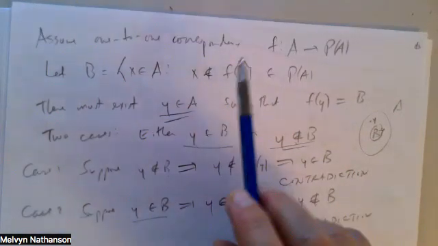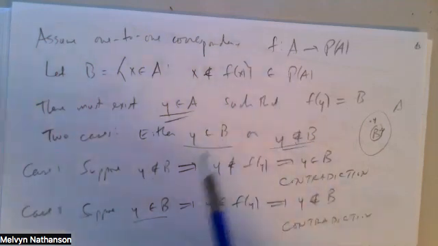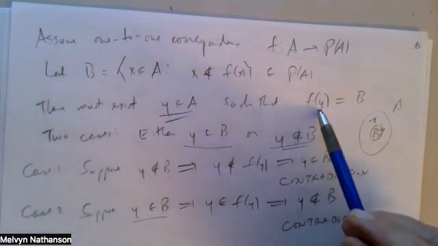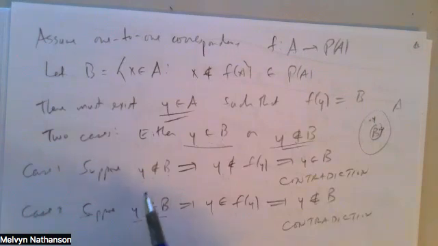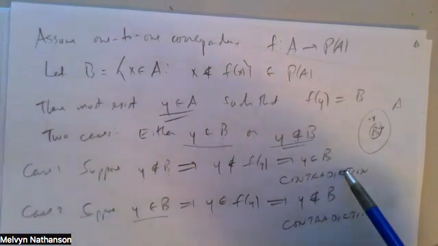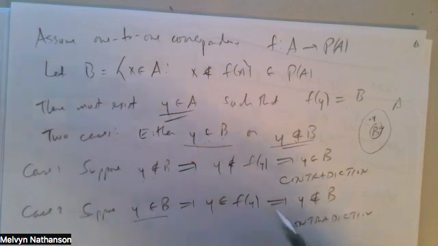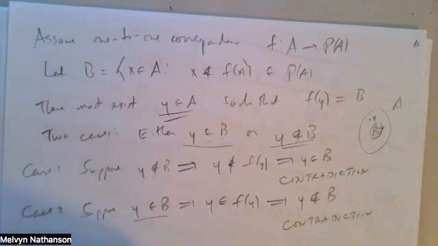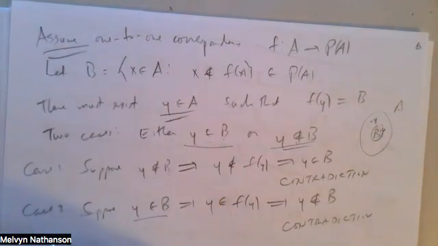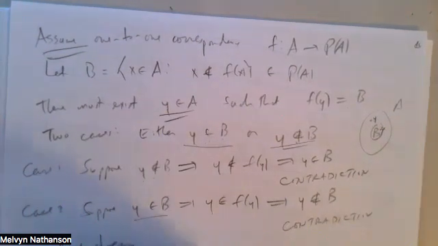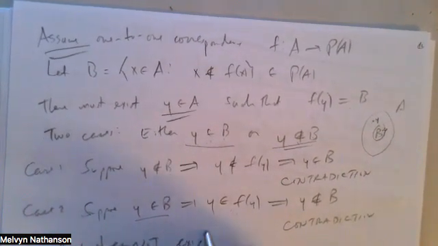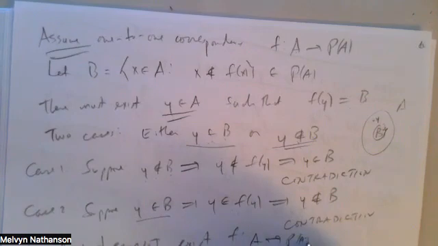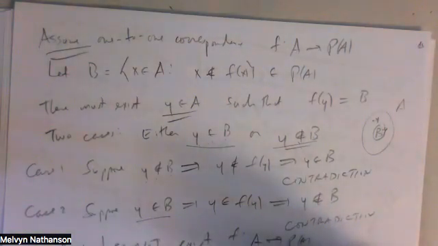But these are the only two possibilities. If there's a one-to-one correspondence f, and you construct this set B, then there's an element y such that f of y equals B. If you assume y is not in B, you get a contradiction. If you assume y is in B, you get a contradiction. But these are the only two possibilities. So therefore, the assumption is false. There does not exist this f from A to the power set of A that's a one-to-one correspondence. Doesn't exist.